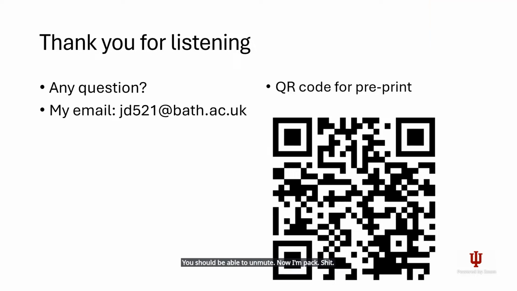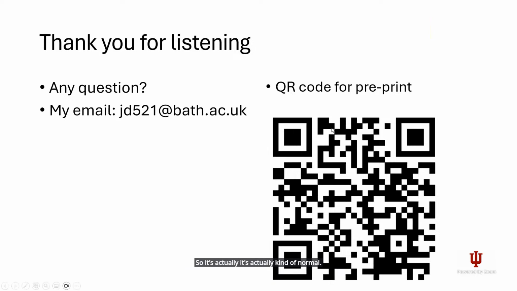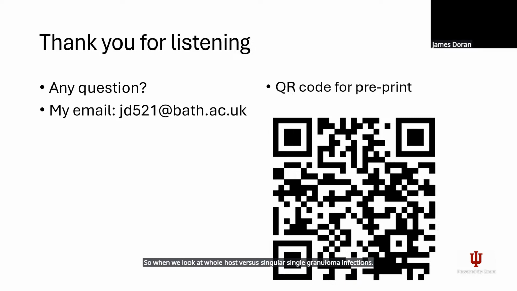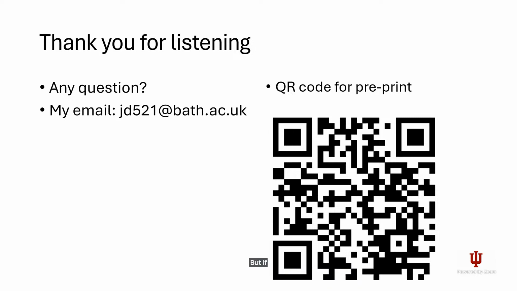Okay. So James, I just wanted to follow up on something you'd mentioned earlier. When we look at whole host versus single granuloma infections, you can have up to a dozen granulomas, but if they're all controlling, you're still latent, right? It only takes one active infection for you to have active disease and be spreading it.